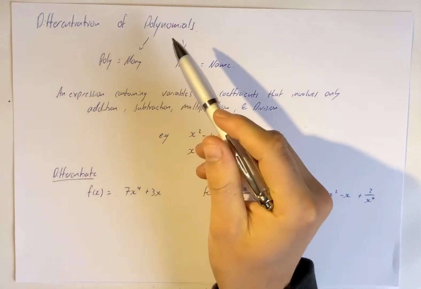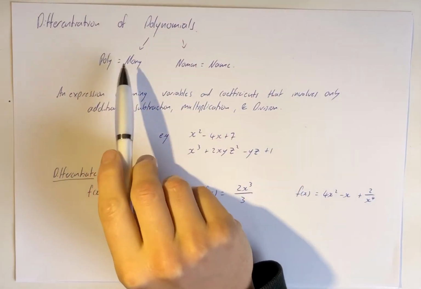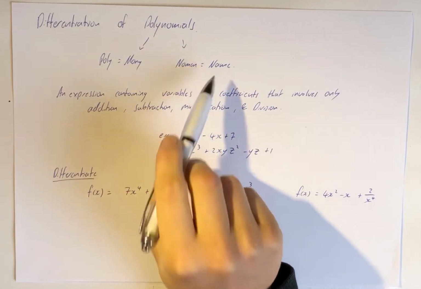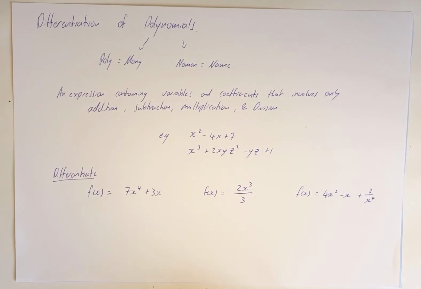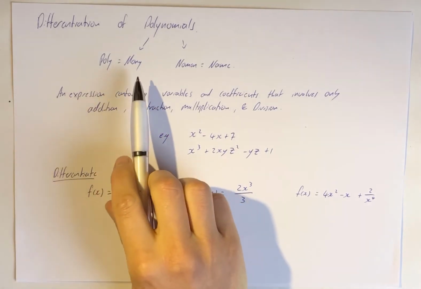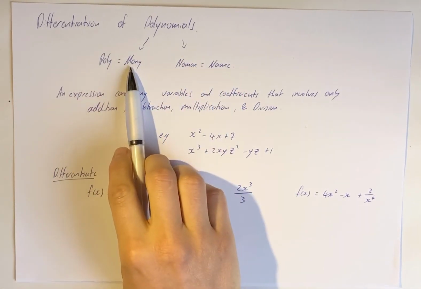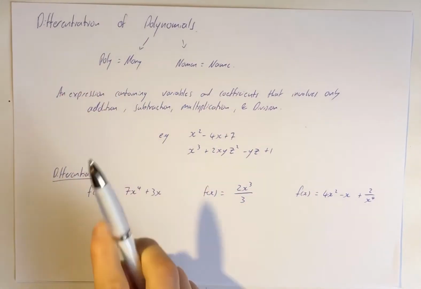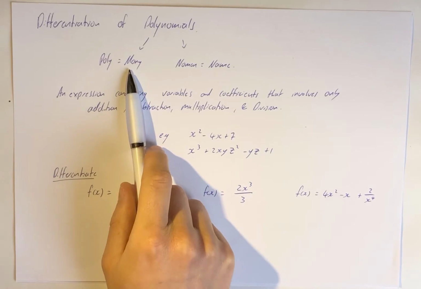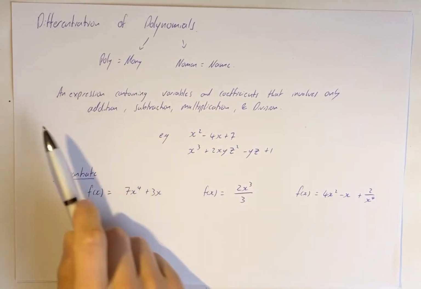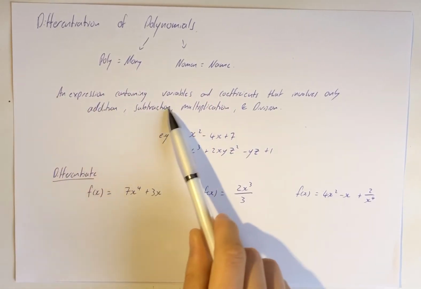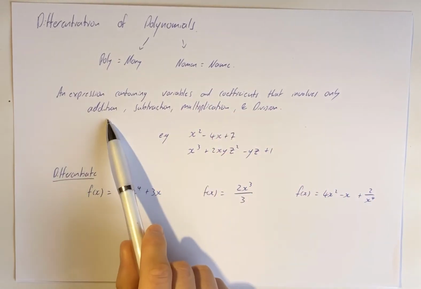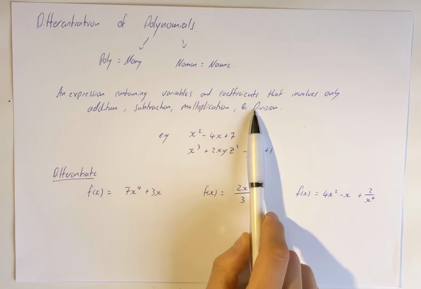So from Greek, poly means many, and nomial comes from nomen, which was name. So basically it's the name that we're giving to things that have many. And what the many is, is many variables and coefficients. So a polynomial is an expression containing variables and coefficients that involves only addition, subtraction, multiplication, and division.